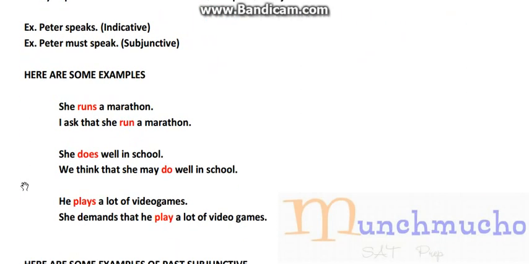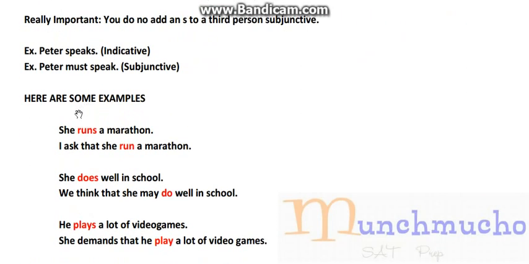Let's look at some more examples. First one, she runs a marathon. Okay, we're telling something. We're telling someone something. We're indicating. Second one, I ask that she run a marathon. We're making a demand. This ends in S. This one over here does not end in S. Indicative over here, subjunctive over here.